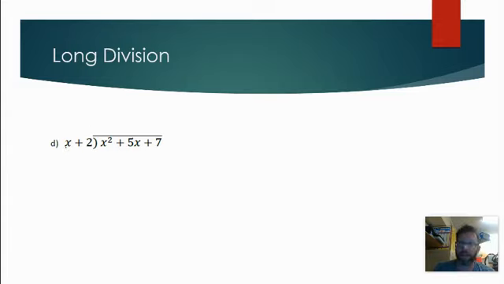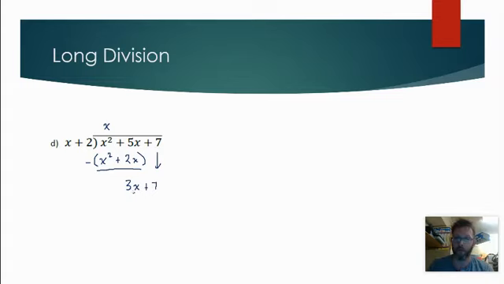So again, we look at the leading terms. X goes into x squared x times, and then you multiply. X squared plus 2x. You subtract. X squared minus x squared is 0. 5x minus 2x is 3x. You always, always, always end up with that leading term subtracting to 0. And then we bring down plus 7 and repeat the process.